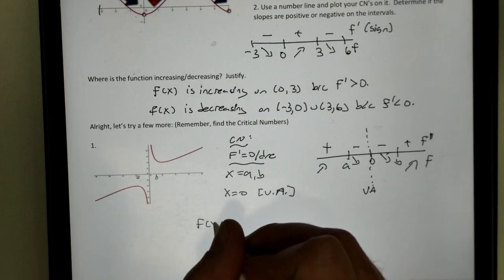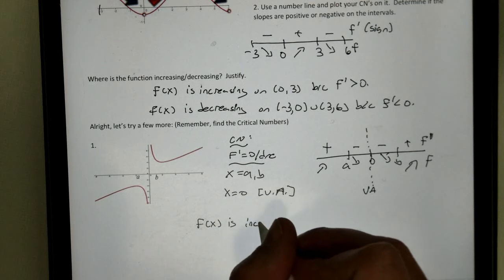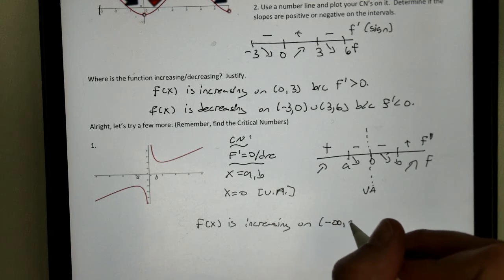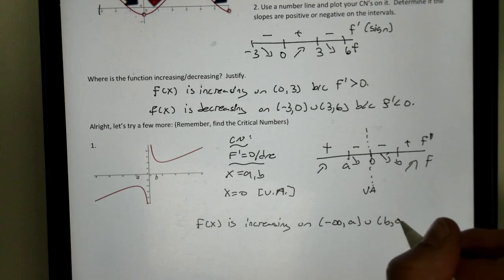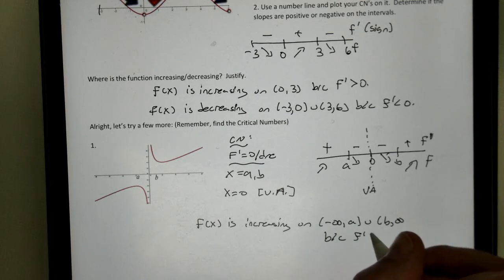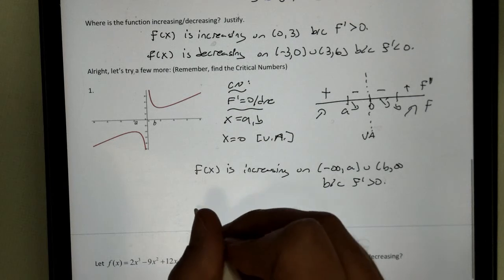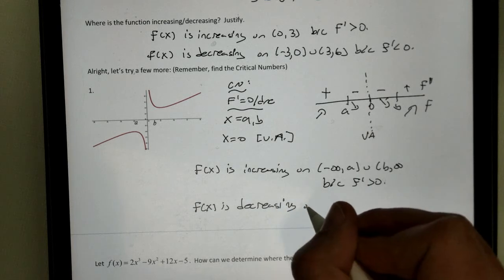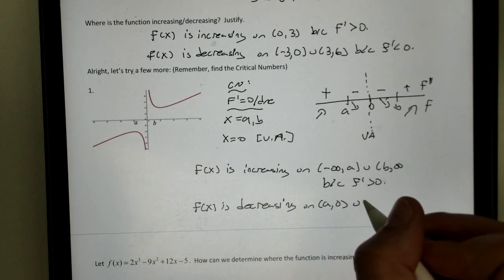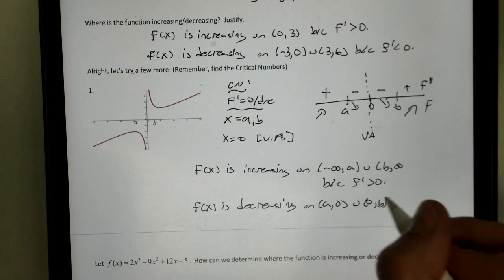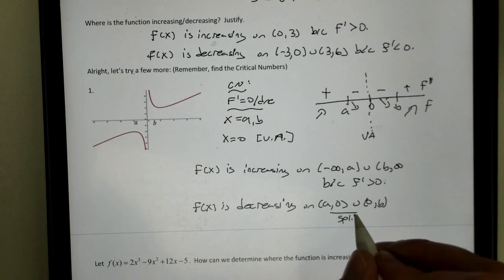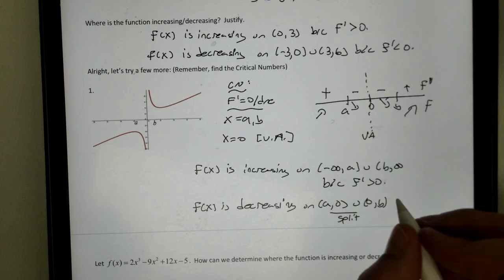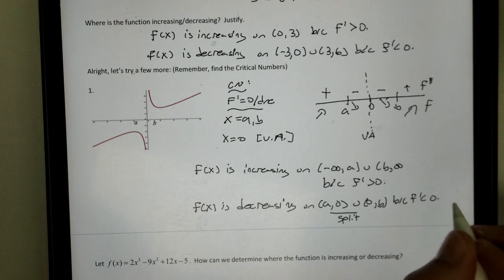Where is this increasing? We can say f of x is increasing on the domain -infinity to A or from B to infinity, and that is because the derivative is positive. Where is this decreasing? F of x is decreasing on the domain A to 0 or 0 to B. Notice we have to put a split here because at 0 something is happening. There's no value there, so I don't want to put a point there, so I split it. And that is because the derivative is less than 0.